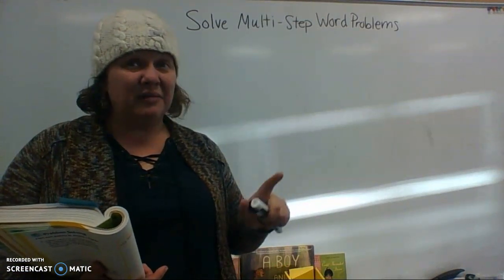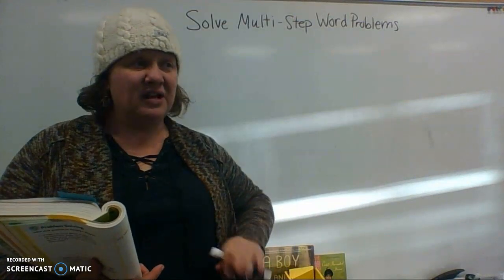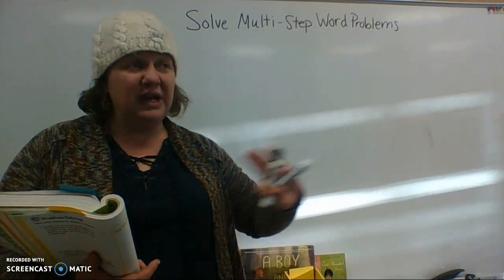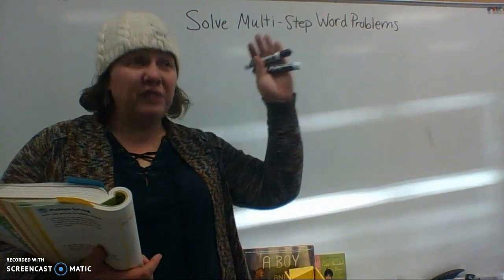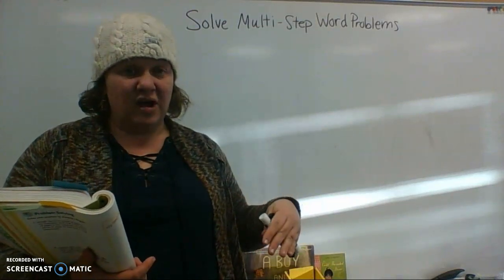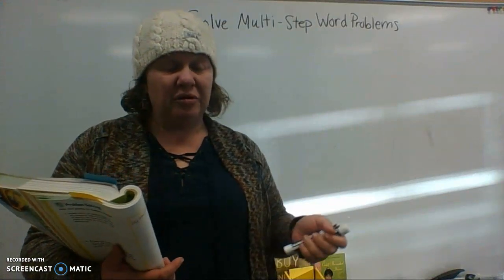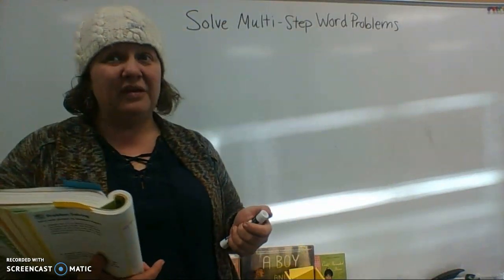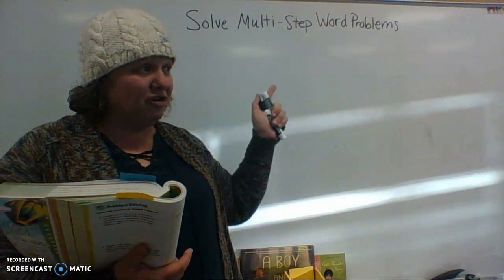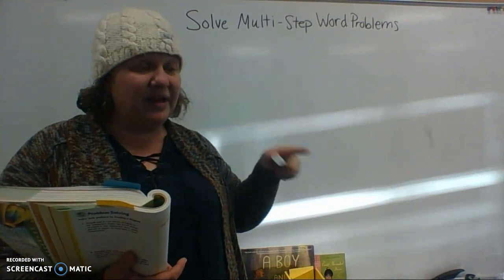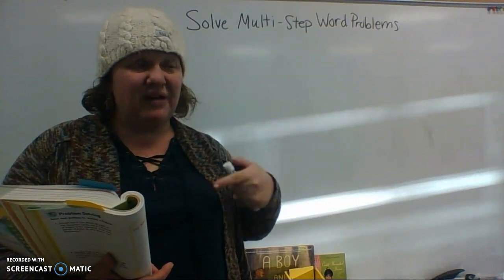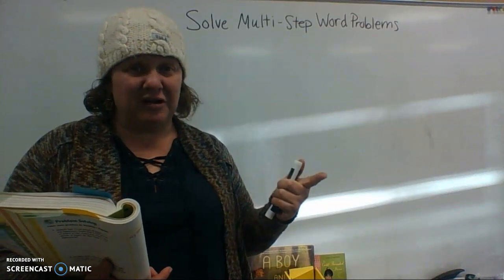Number one, I recommend just reading the whole thing first. Don't even do anything. Just read the whole problem and then read it again and then read it again, okay? The second time you read it, you're going to start underlining or pulling out the facts. And then the third time you're reading it, you're going to look at your plan and figure out if you read it all correctly and if you're understanding it correctly.